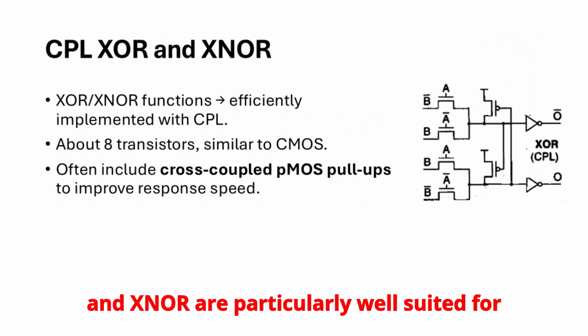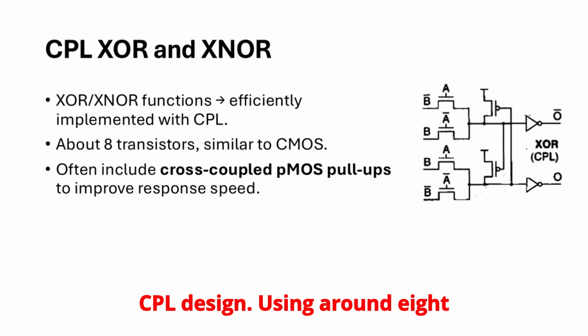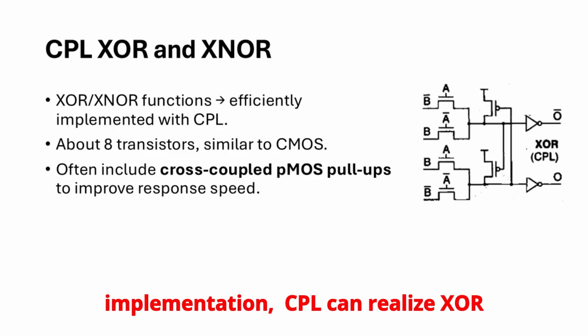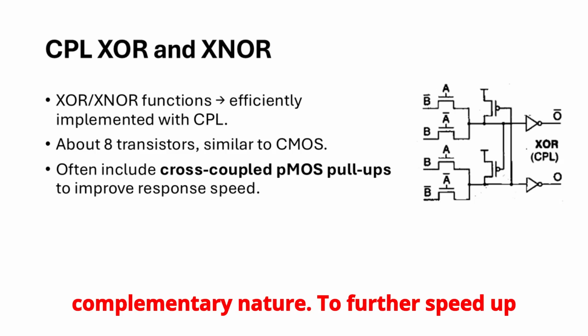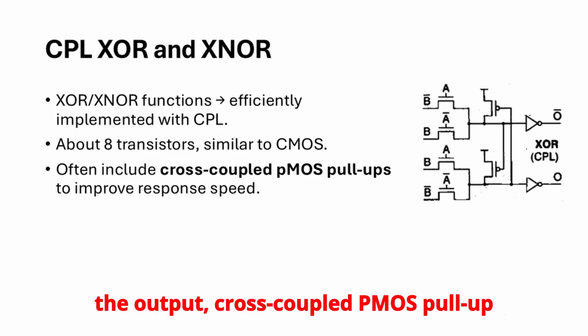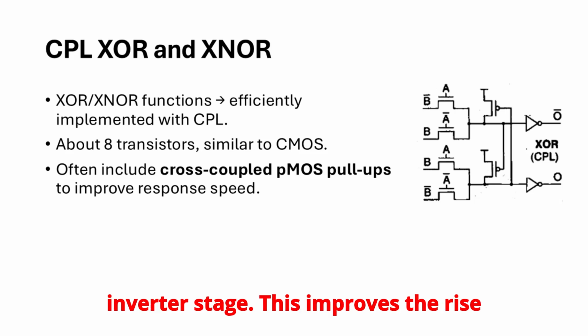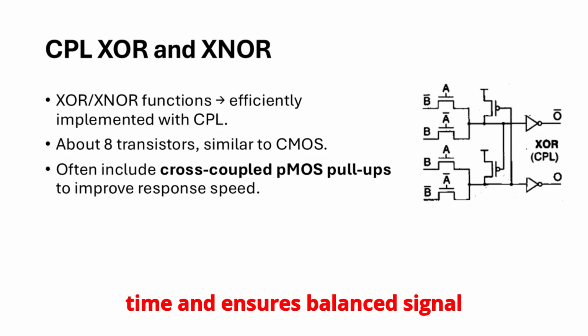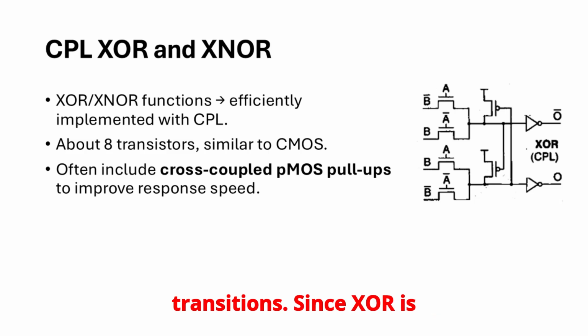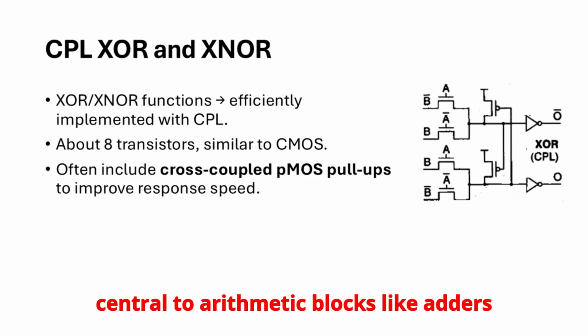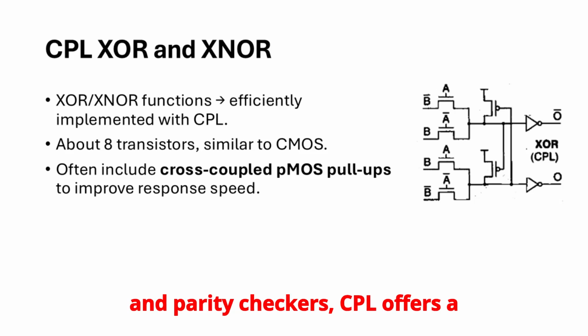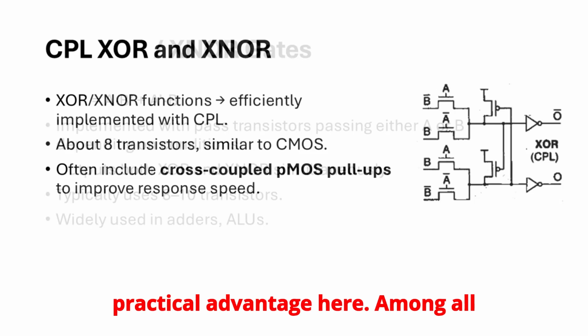XOR and XNOR are particularly well suited for Corporal design. Using around 8 transistors, similar to a CMOS implementation, Corporal can realize XOR functions more compactly due to its complementary nature. To further speed up the output, cross-coupled CMOS pull-up devices are sometimes added at the inverter stage. This improves the rise time and ensures balanced signal transitions. Since XOR is central to arithmetic blocks like adders and parity checkers, Corporal offers a practical advantage here.